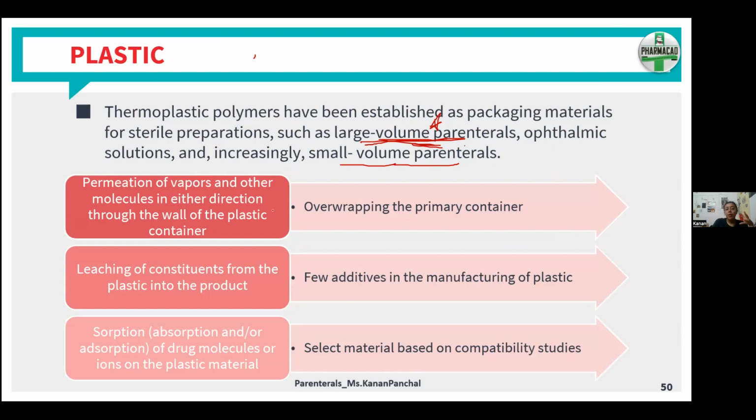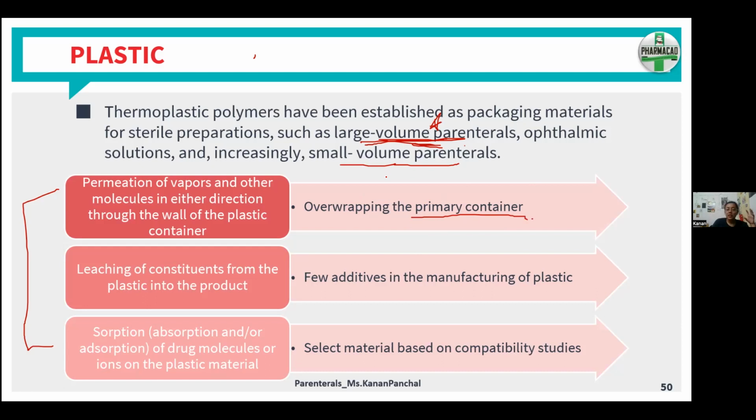All right. Permeation of vapors and other molecules. Now, these are some important pointers. Permeation of vapors and other molecules in either direction through the wall of the plastic container. This happens. When I explained the point of impermeability, I told you that the chances of this are higher in plastic, because the molecular pore size in your PVCs and all is larger than glass. So that's why the permeability issue is greater in case of plastic. Second is leaching of the constituents. And that is why you overwrap it with a primary container.